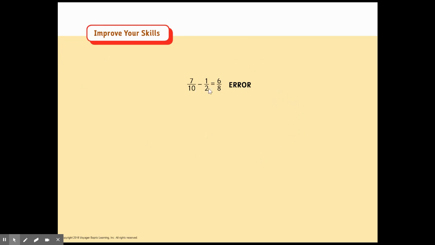Both of the denominators need to be the same in order for us to do any subtraction, and then when we do get them to be the same number, the only time we're going to be subtracting numbers is on the top through the numerators. So that's the mistake that this student made.